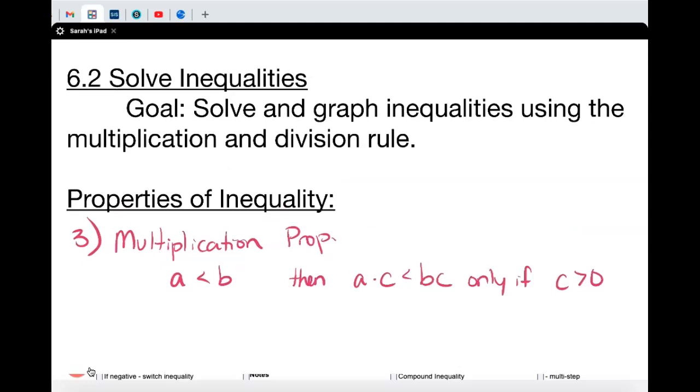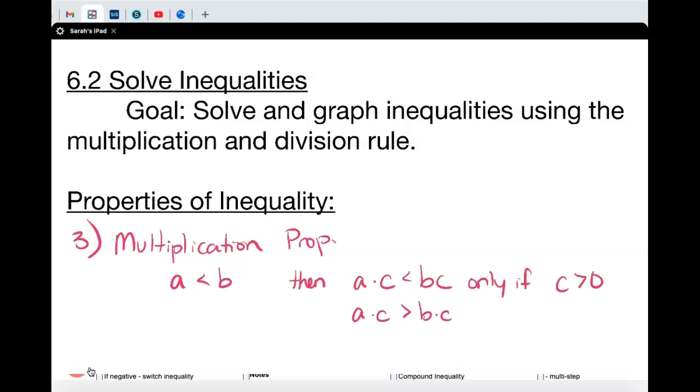Okay. So what happens if it's a negative number? If I'm multiplying by a negative, the inequality actually flip-flops around. So that's only if C is less than 0. So we have 2 different cases for the multiplication rule. If you multiply by a positive, you're good to go. Multiply by a negative, the inequality sign has to flip around.